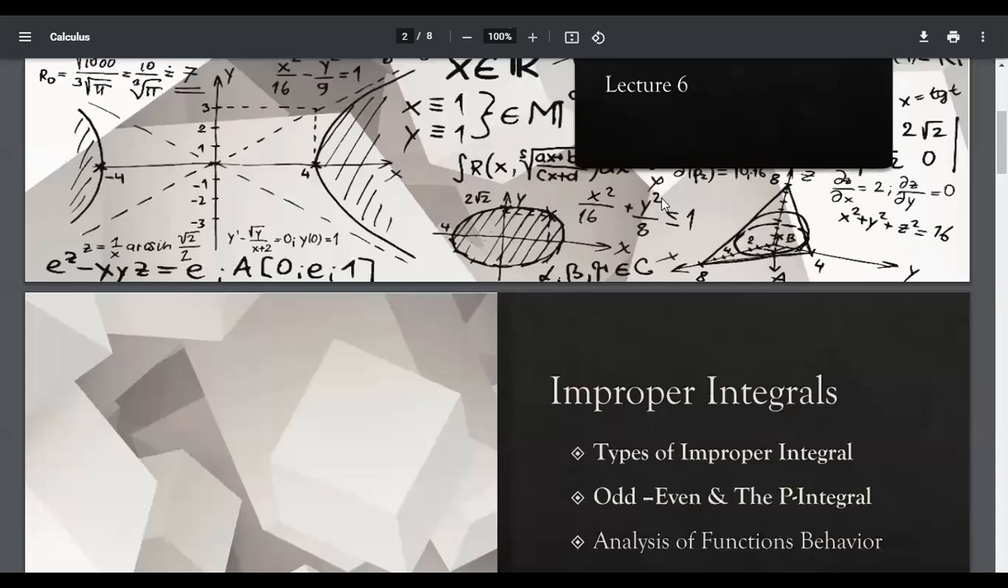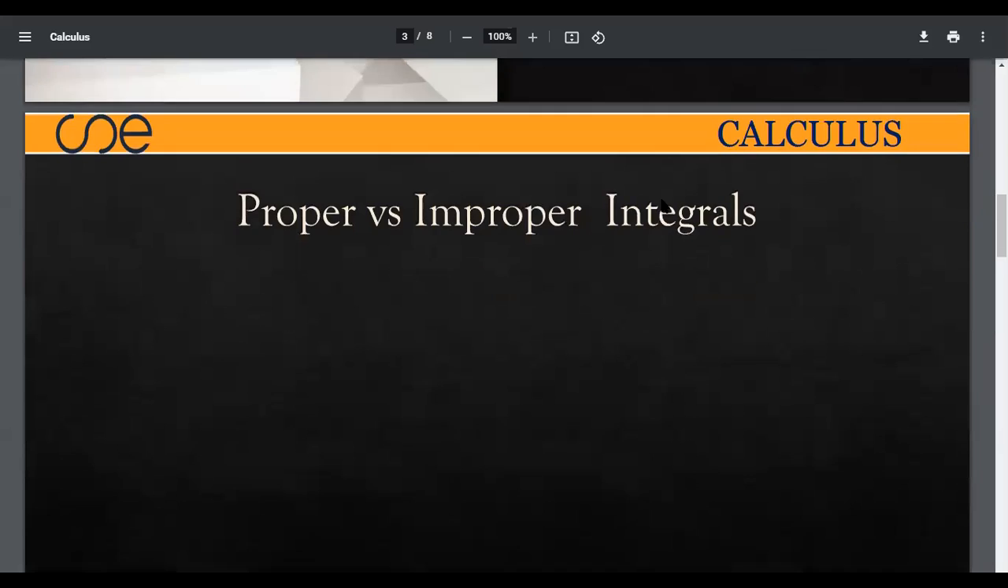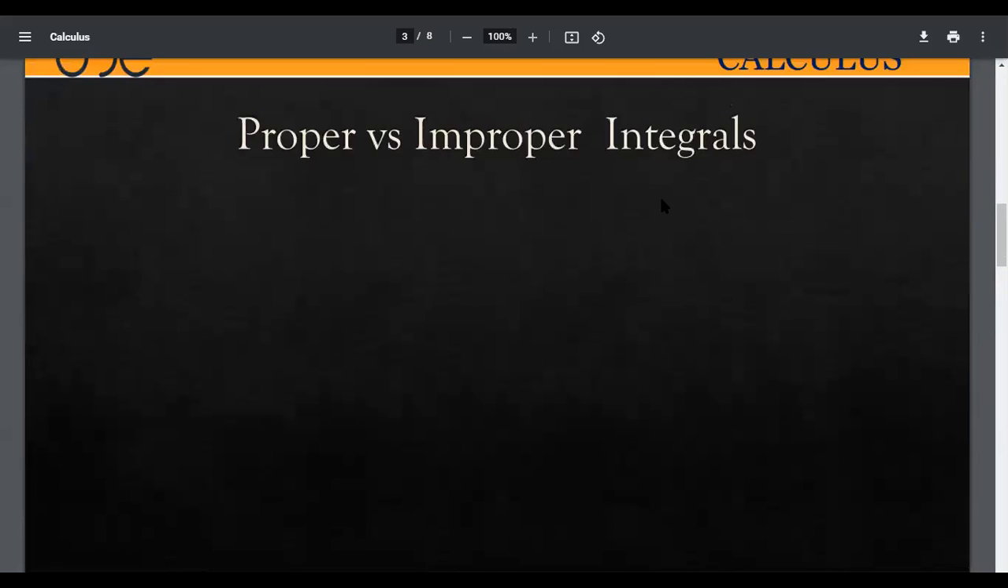So in this lecture, we'll be talking about improper integrals in general, the types of improper integrals and some techniques to solve improper integrals. So to start with, what is a proper integral and what is an improper integral?